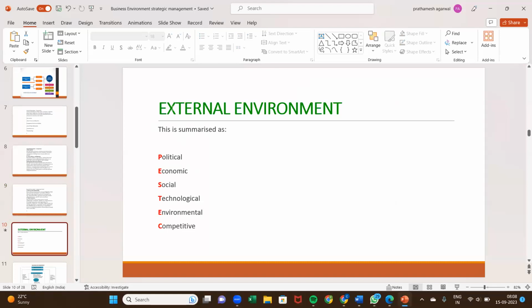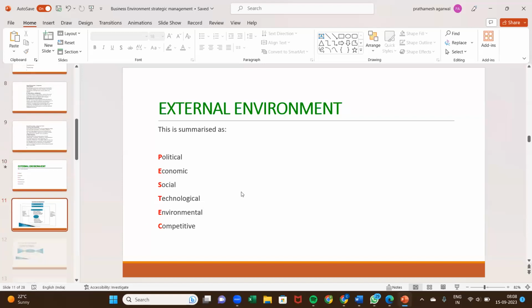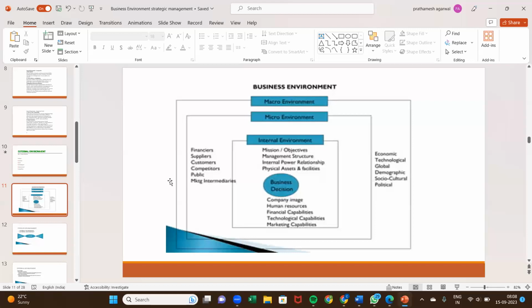Then we have the external environment. Now, this external environment is very, very important: political, economic, social, technological, environmental, and competitive. We can take care of the internal environment because it's totally the business of the organization, the internal happenings within an organization. But the external environment can have an impact on the decision making of the top management as well as the branding of the company.